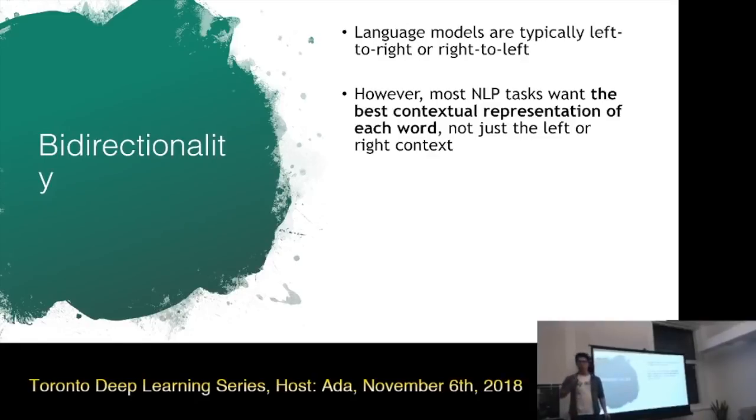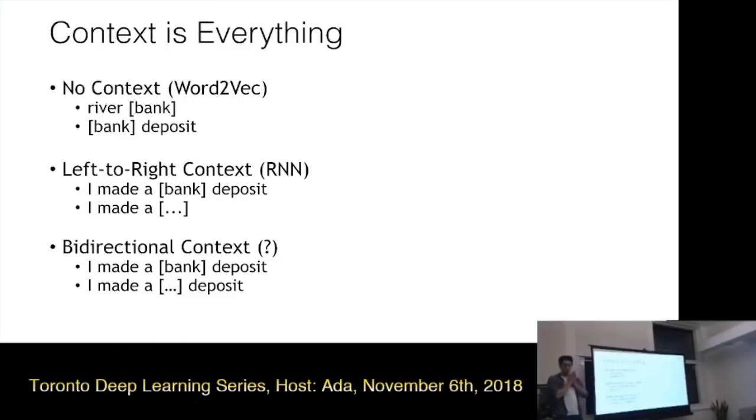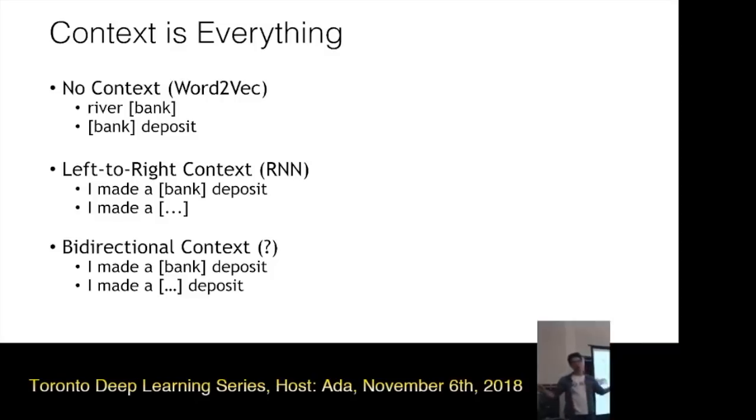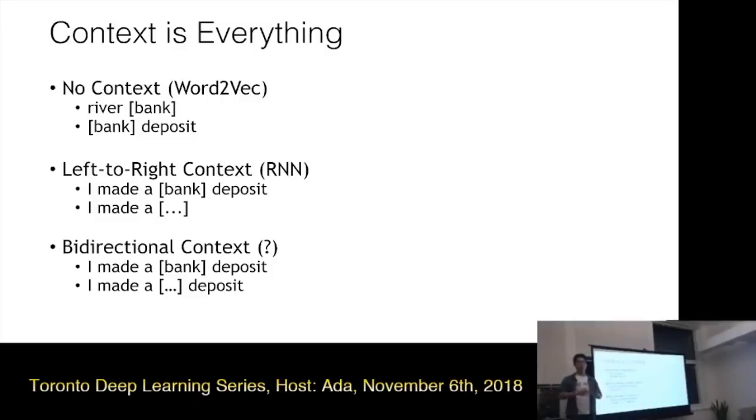Right? So I've been saying this word contextual representation. I'm saying context a lot. But what does it mean? Let me give you a concrete example. Context is everything. So say we had a no-context representation, like word2vec. Then in this case, the bank in riverbank and the bank in bank deposit, which are clearly two different meanings of the word bank, will be mapped to the same representation. And you can see how that might be a problem in understanding language.